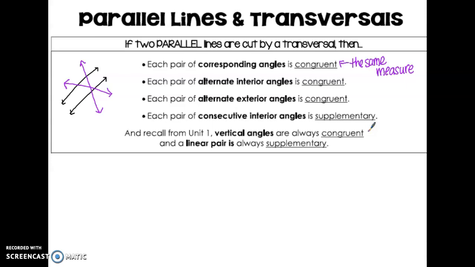A couple that aren't: your consecutive interior angles. Reminder, these are also called same side. You have to know both names for this. Same type of angle, but they're just called different things. Those are supplementary, and that means they have a sum of 180 degrees. So linear pairs, those that form a straight line, those are supplementary. So again, sum of 180 degrees.